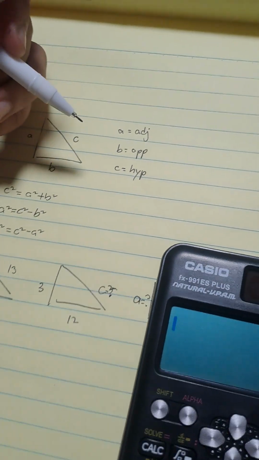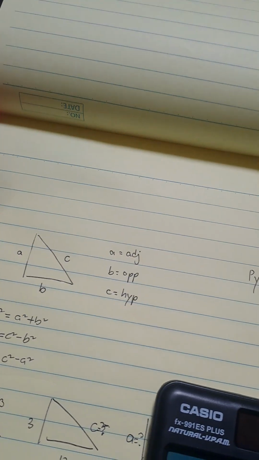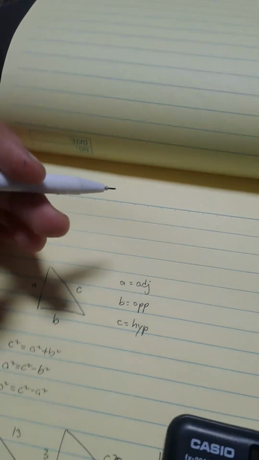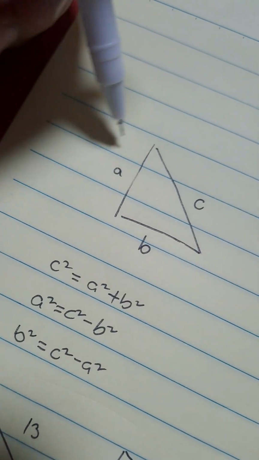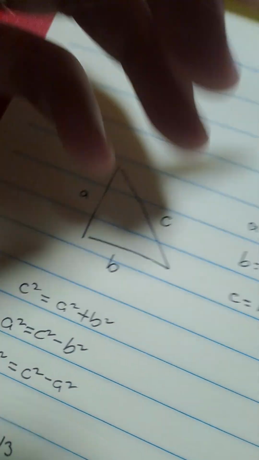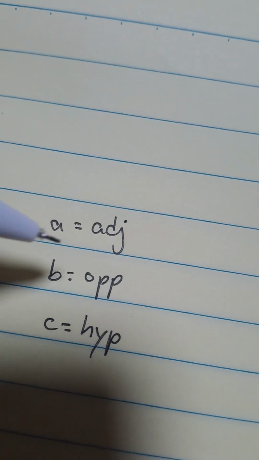Okay, let's start. First we're going to do the Pythagorean theorem. So first, what's in the Pythagorean theorem? It's the labelings. First, we have A, B, C. What's A, B, C? A is for adjacent, B is for opposite, and C is for hypotenuse.